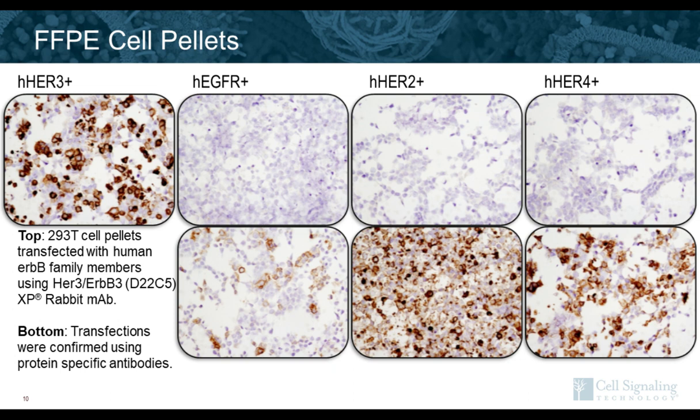This is an example of testing cross-reactivity of an antibody against its related family members. Such testing is performed for protein targets that share high sequence homology with other proteins. In this case, using cell lines transfected with related family members EGFR, HER2, and HER4, we can show that the anti-HER3 antibody detects just the HER3 protein and does not cross-react with other receptor tyrosine kinase family members.